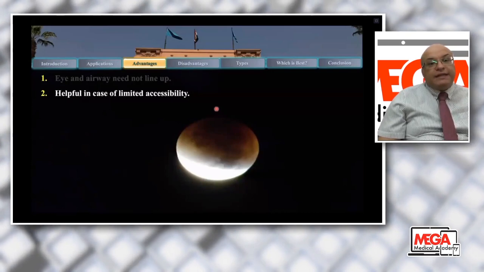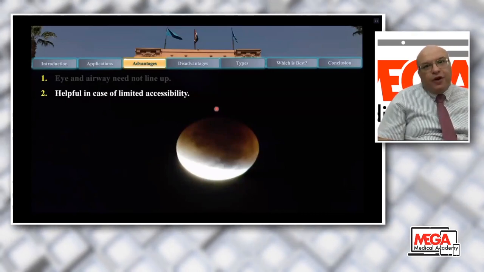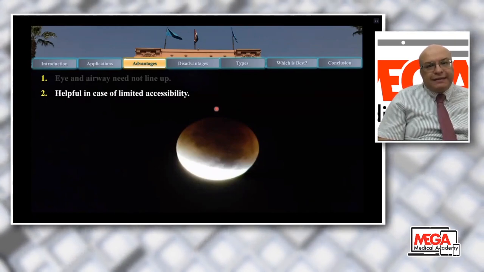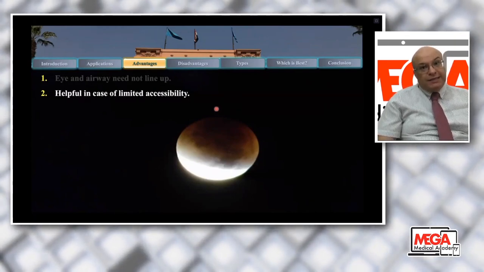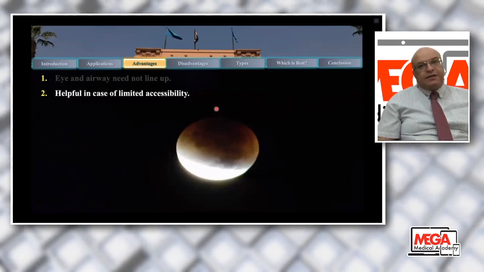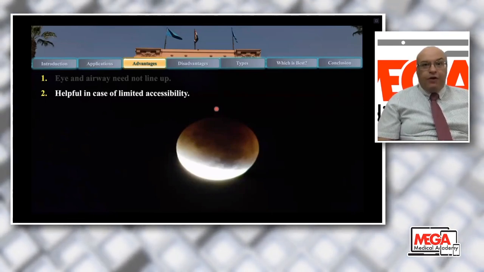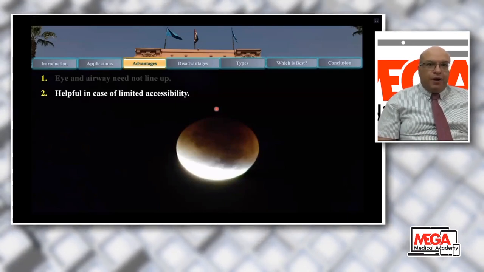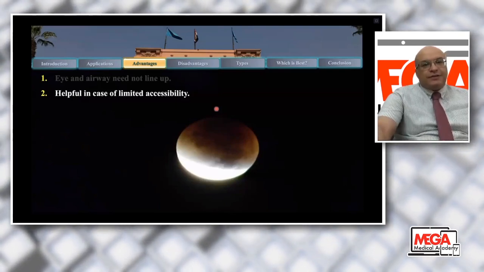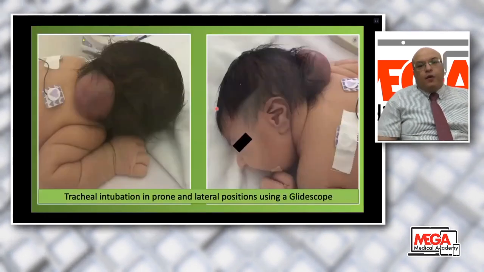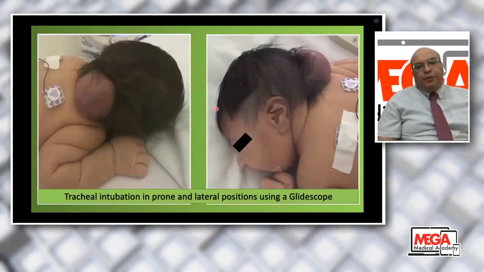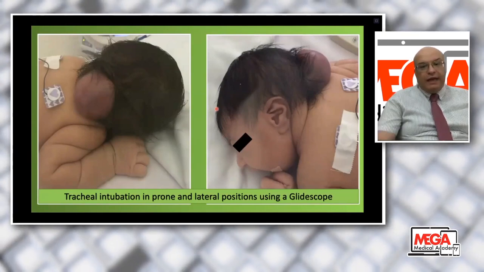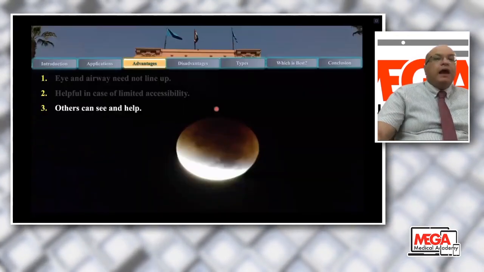Also, it is helpful in case of limited accessibility. For example, if you are going to anesthetize the patient in the MRI suite or in the CT suite, and all was using old machines, which is a longer one, and the head is not accessible for you. If you are going to anesthetize a patient in prone position and there is a problem in your tube, using a video laryngoscope could be helpful here. We described tracheal intubation in prone and lateral position in a patient with encephalocele using a glidoscope.